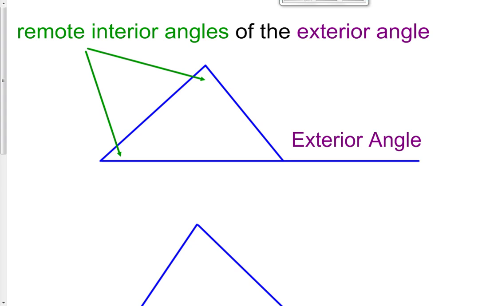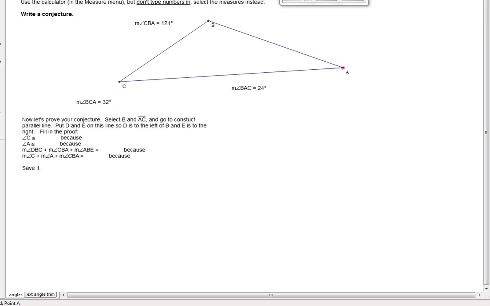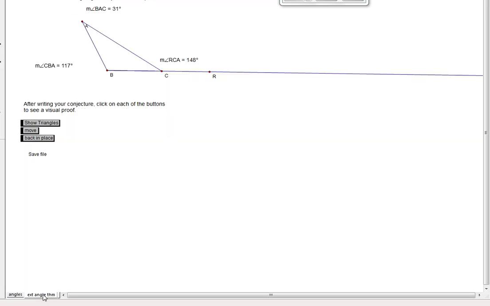Here we have the remote interior angles of the exterior angle. If we think about this one for a moment, notice angle A is 31 degrees and angle B is 117 degrees. And the exterior angle is 148 degrees. That's what happens when you add up 117 plus 31 to get the 148.